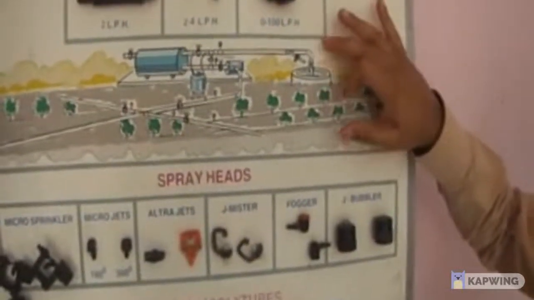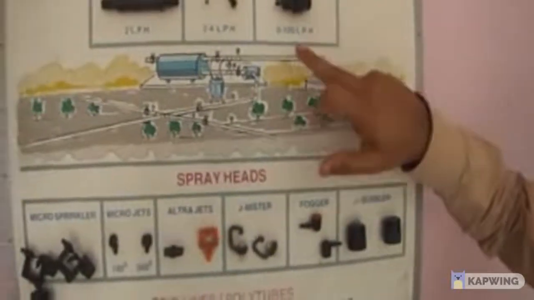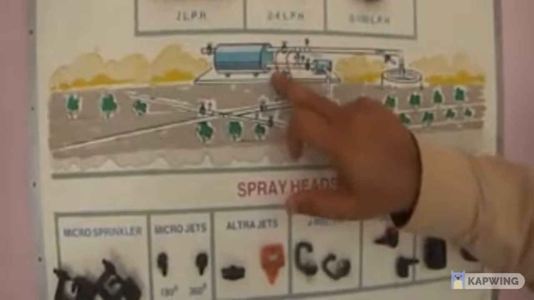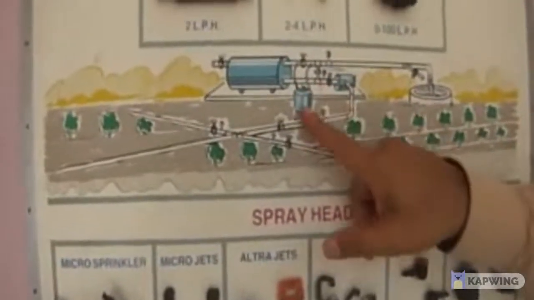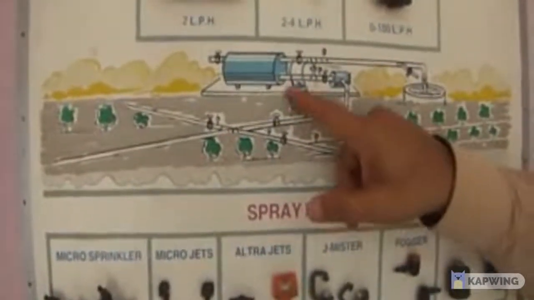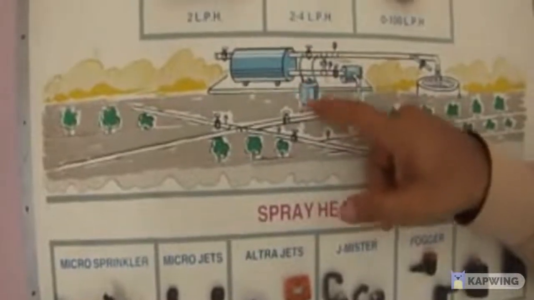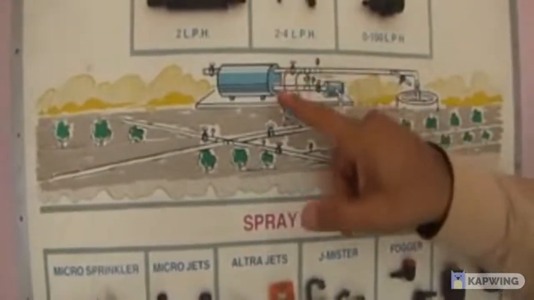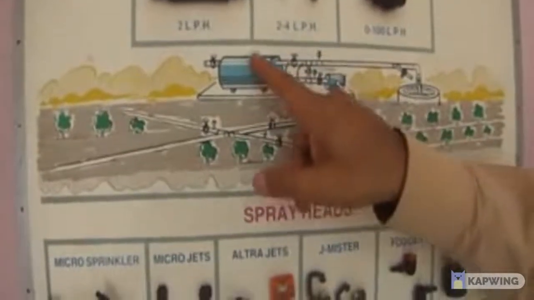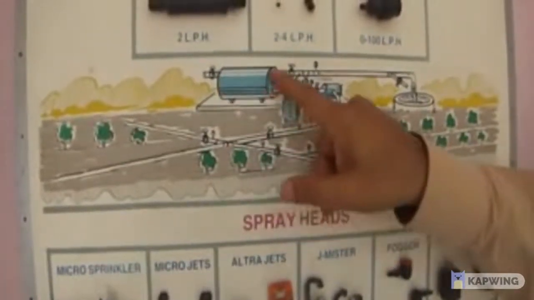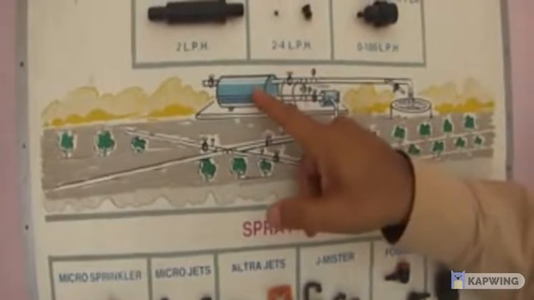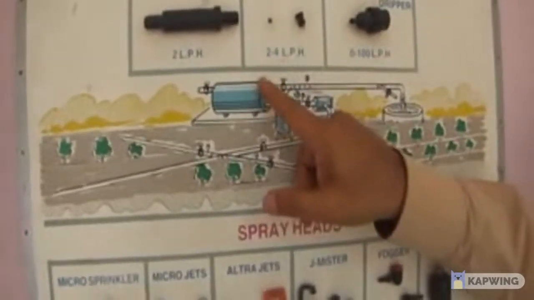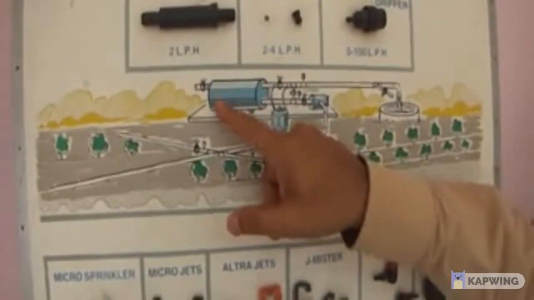Then the water is taken from the delivery end of the pipeline. In this pipeline you find one component which is used for injecting fertilizer or any other chemical along with irrigation water. Then it goes to the filter. This is a sand filter, and this is the inlet end of the filter.